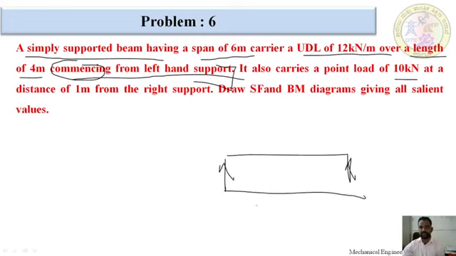Right, and distance would be 6 meter. And 12 kilonewton per meter from left support. How much distance? 4 meter. From here to here we are having UDL up to 4 meter from left support. After that, it also carries a point load at a distance of 1 meter from right support.